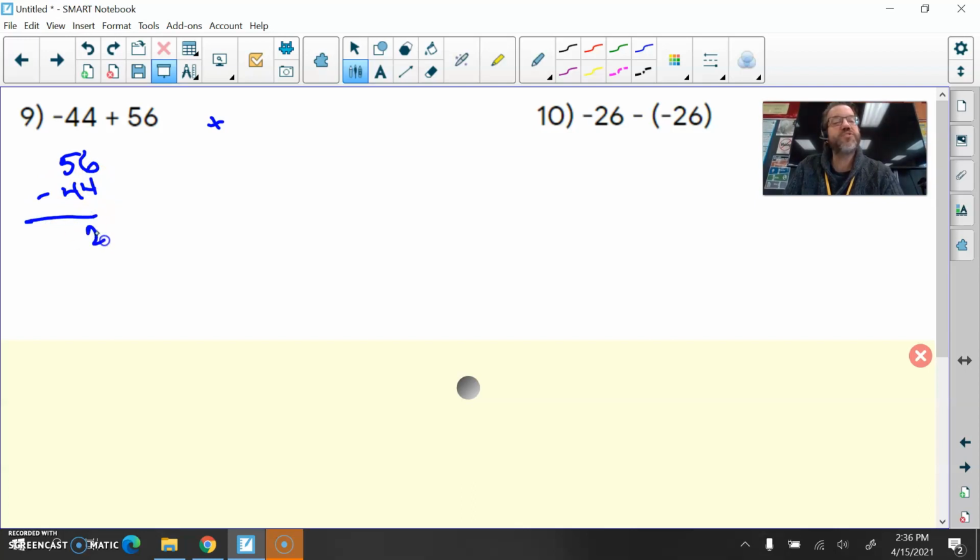6 minus 4 is 2. 5 minus 4 is 1. So we have a difference here of 12, and we have more positives than negatives. Remember, our answer will be positive. So positive 12 is our answer.